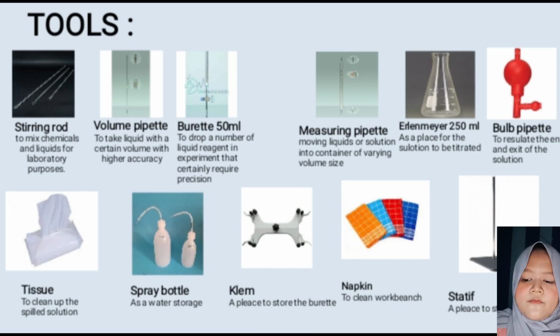Volume pipette, for use: take liquid with a certain volume with higher accuracy. Burette, for use: drop a number of liquid reagent in experiment that certainly require precision. Measuring pipette, for use: moving liquid of solution into container of varying volume size. Iodometer, for use: a place for the solution to be titrated. Bulb pipette, for use: entry and exit of the solution.